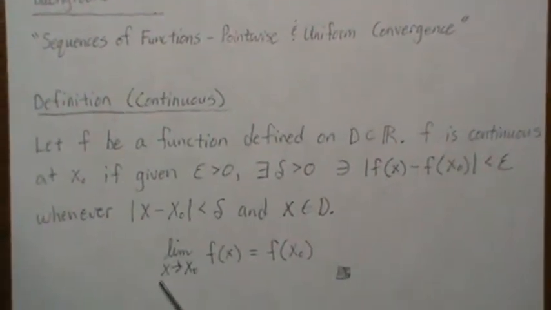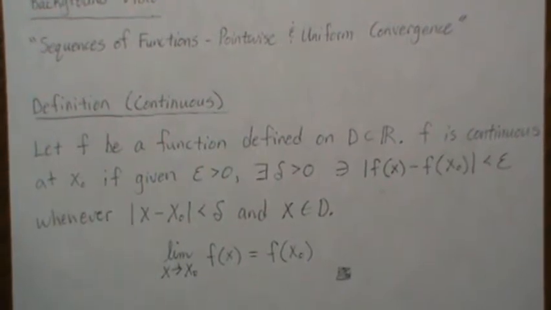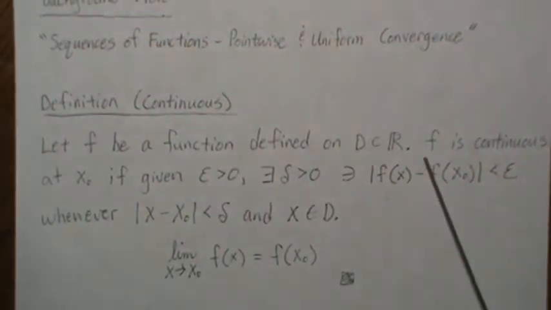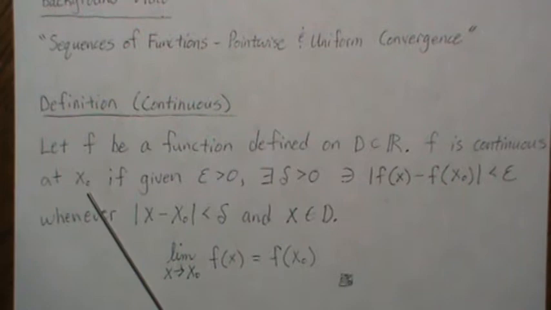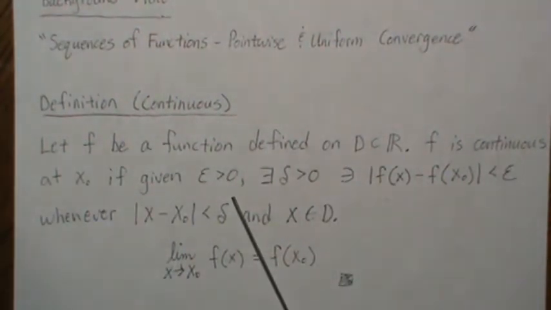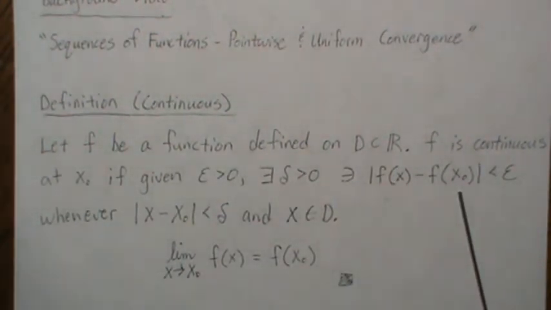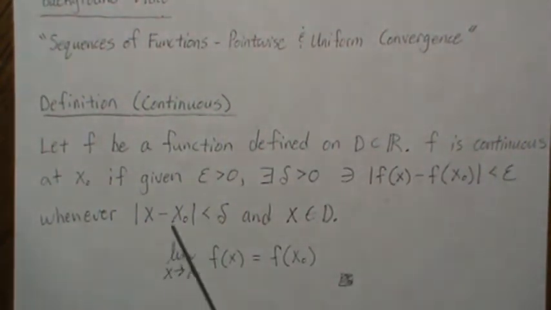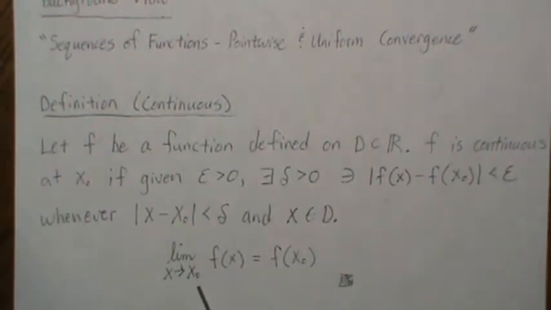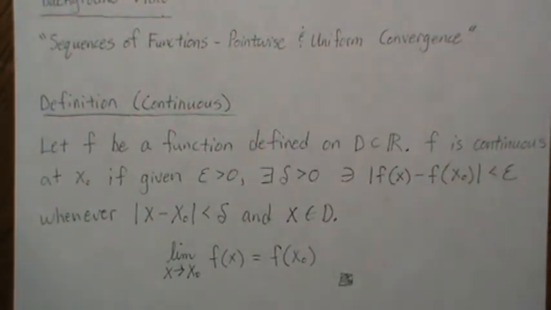As a reminder of the definition of continuous, let f be a function defined on a set D, which is a subset of the reals. f is continuous at a point x0, or x naught, if given epsilon greater than 0, there exists a delta greater than 0 such that this difference is really small whenever the difference between x and x naught is less than delta, and this is for all x in D. You can also write this as: as x approaches x naught, f of x is equal to f of x naught.